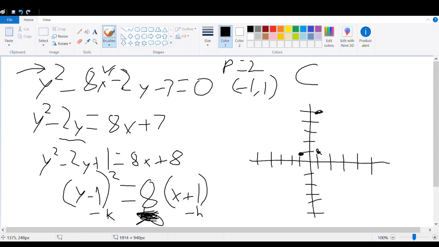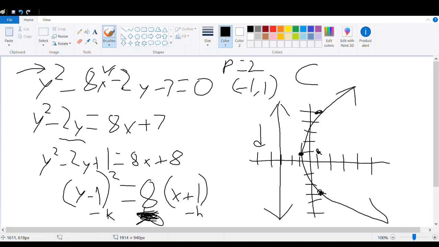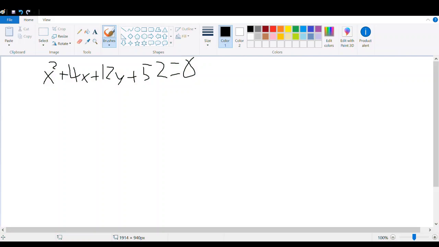1, 2, 3, 4. And the directrix, I'll draw it. That's p behind the center. So that's 1, 2. That's the directrix. And then go ahead and graph this. Sorry, my graphing's not very good. And so that's our sideways parabola, and I'm going to do one that's an up and down parabola.